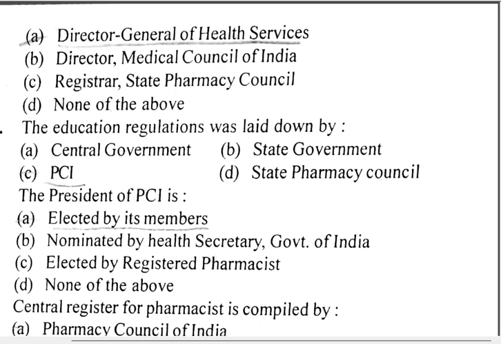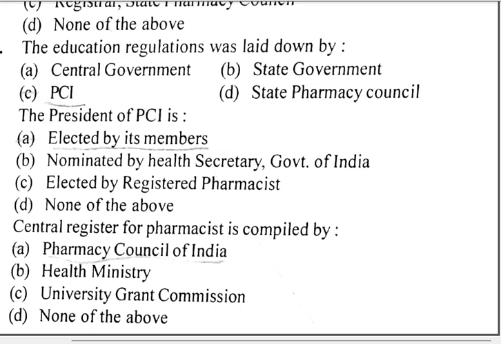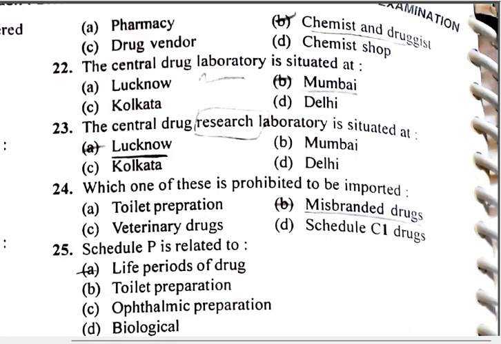The education regulation was laid down by PCI. The president of PCI is elected by its members. Central Register for Pharmacists is compiled by Pharmacy Council of India. The Central Drug Laboratory is situated at Mumbai. The Central Drug Research Laboratory is situated at Lucknow.